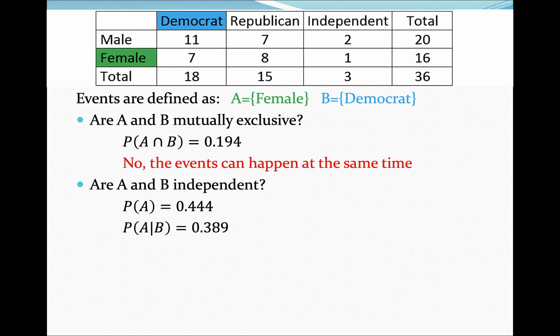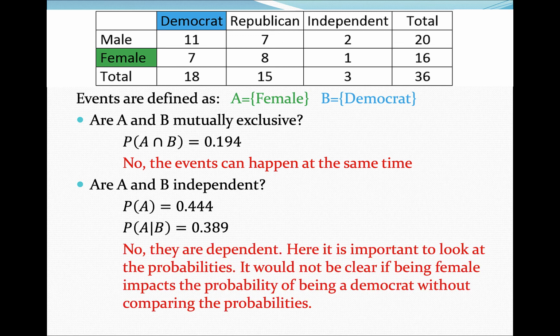And you can also look at these as the probability of B equals the probability of B given A. It's the same relationship. You can look at either one. But you can see here that these are not independent. These are dependent. It's important to look at the probabilities. It would not be clear if being female impacts the probability of being a Democrat without comparing the probabilities. So make sure you compare the probabilities in these kinds of scenarios. Like I mentioned before, you can change the numbers here and you can make these dependent or independent, especially when you look at these contingency tables like we have here.